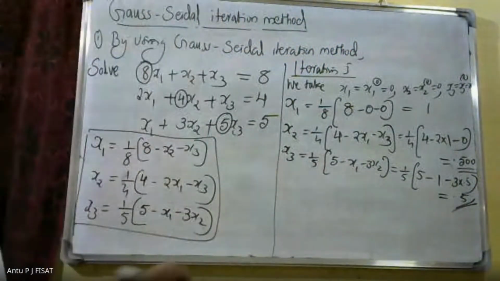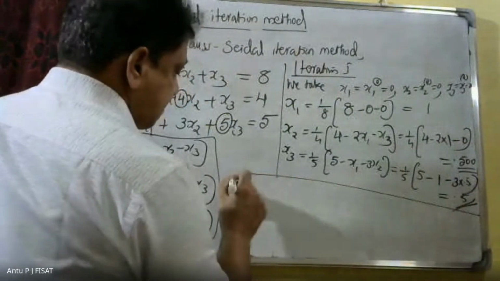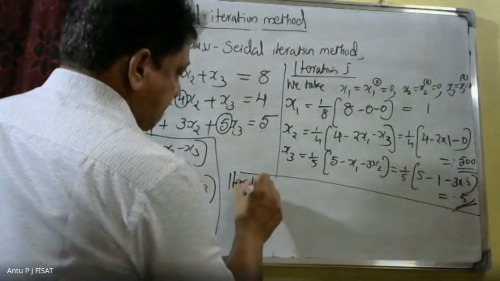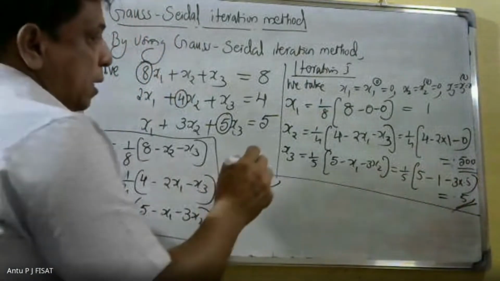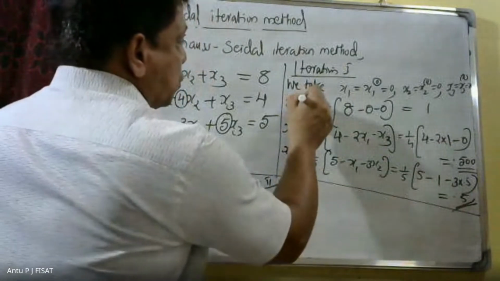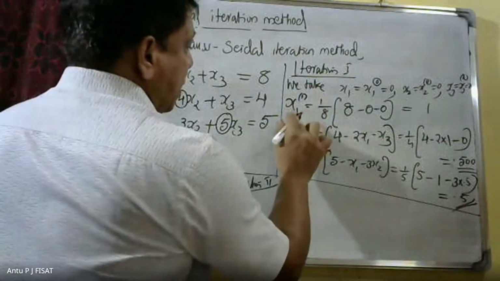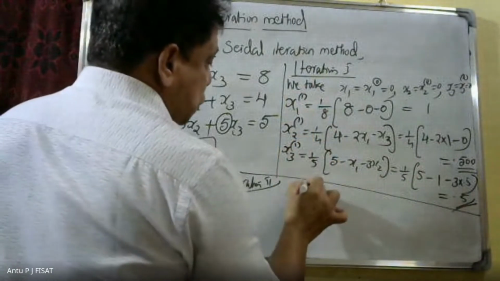Then we come to the second iteration, iteration 2. Here we use x1 raised to 1, x2 raised to 1, x3 raised to 1. Then we find x1 raised to 2.